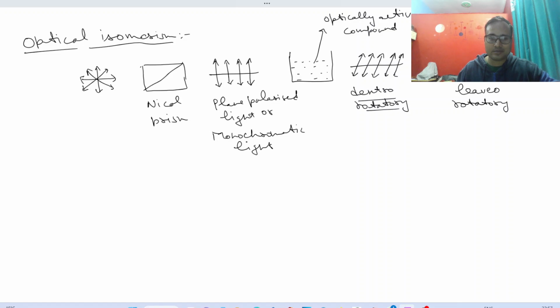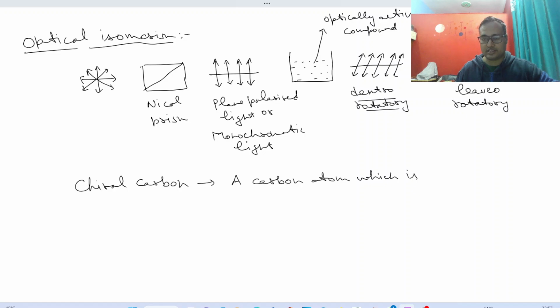Now what is a chiral carbon? A carbon atom which is connected to four different groups or atoms is known as a chiral carbon.